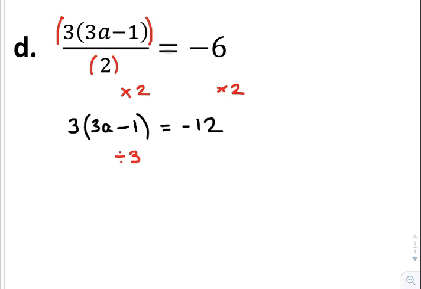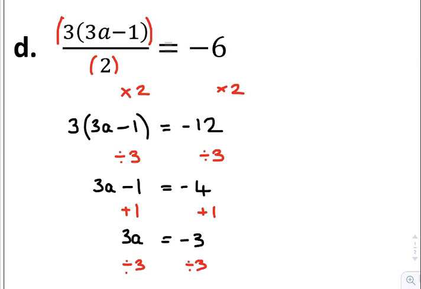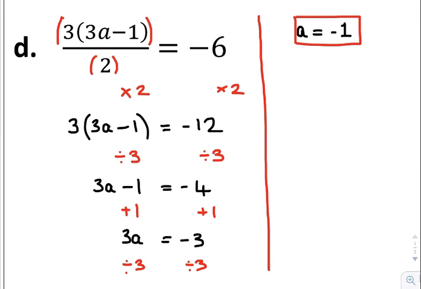Get rid of the times by 3 by dividing by 3, and we'll have 3a minus 1 is equal to negative 4. Now notice I chose the option of dividing by 3 here and not expanding this bracket because 3 goes evenly into negative 12, so this does work. Next step is to get rid of the negative 1, so plus 1 to both sides gives me 3a equal to negative 3. Divide by 3 gives me a equal to negative 1. That is my end answer, so put a red box around it and I'm done.